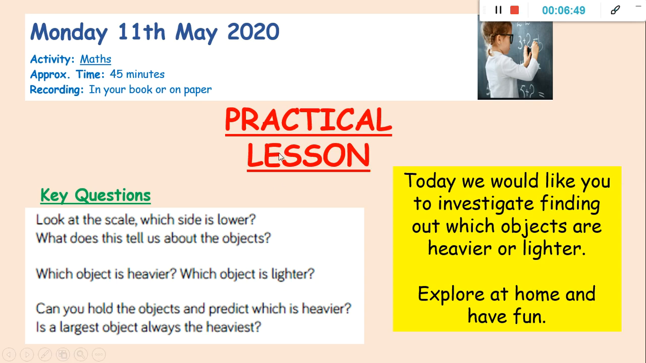So, a practical lesson. Today we would like you to investigate finding out which objects are heavier or lighter, or heaviest or lightest. So I've put explore at home and have fun. There's lots of different ways you can do this. We've got some key questions. It says look at the scale, which side is lower. So you might have some scales at home, balancing scales that you could use, or scales that tell us how much something weighs, and then you can look which one's the highest. Which object is heaviest and the lightest?